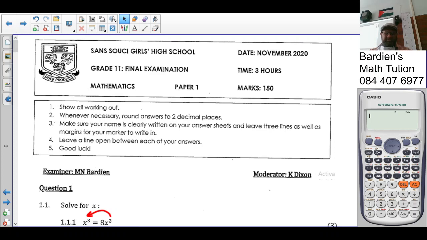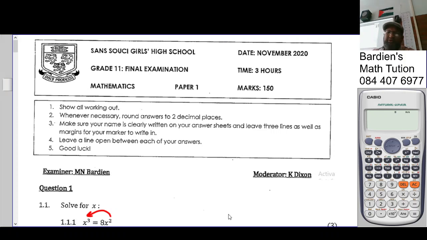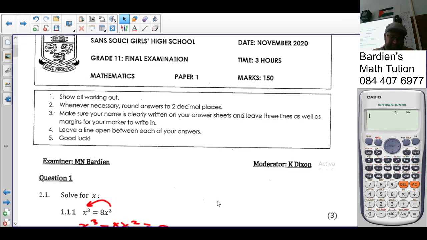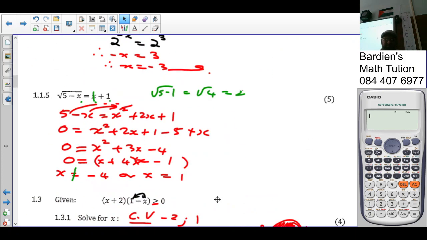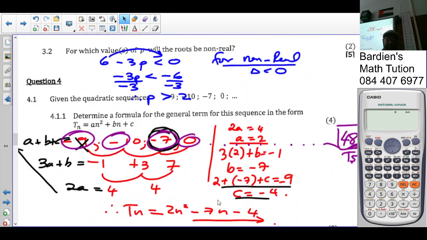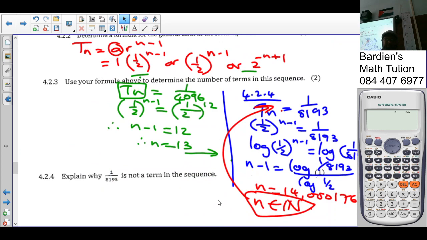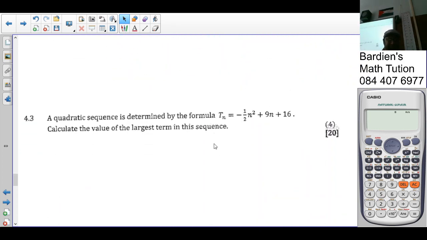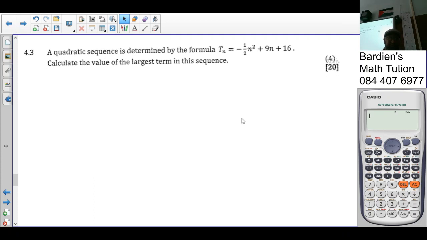Okay, good morning class. So today we're looking at, I think there's a second video for the November 2020 paper, and we're still busy with paper 1. Is that correct? Yes. Okay, and this is the first of the exams that we're going through at the moment. Okay, so the first question, we stopped at 4.3, no? There's a question we must still answer, correct?